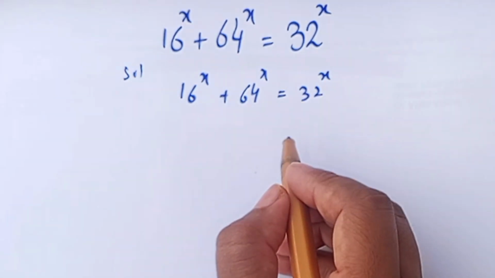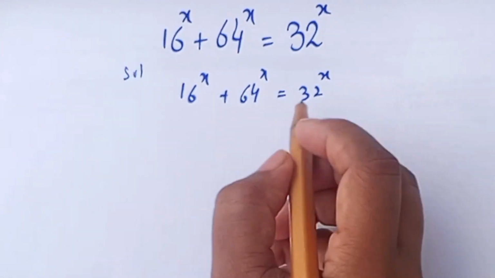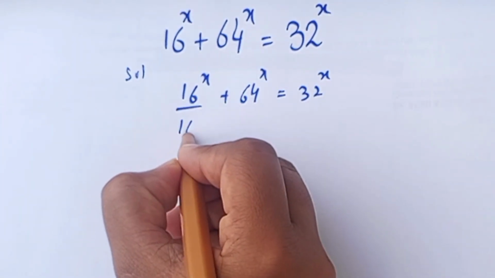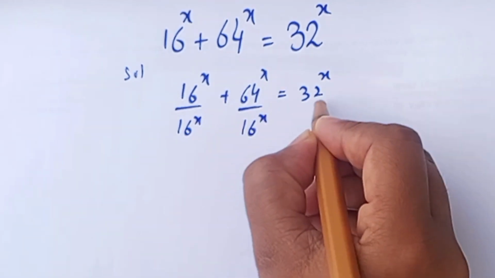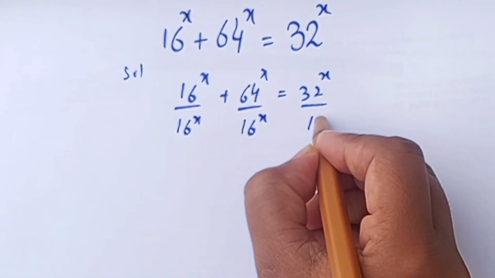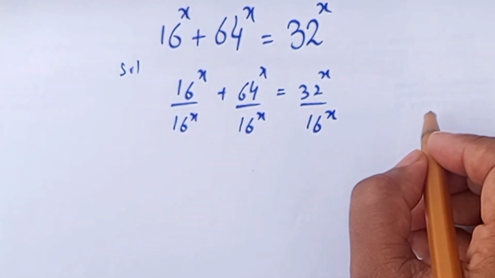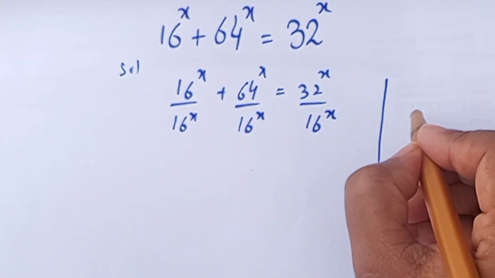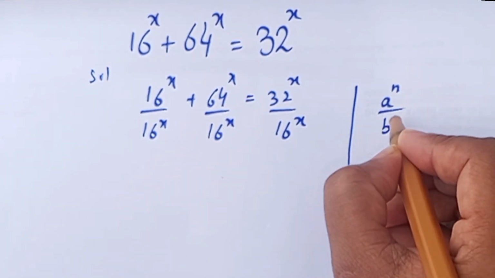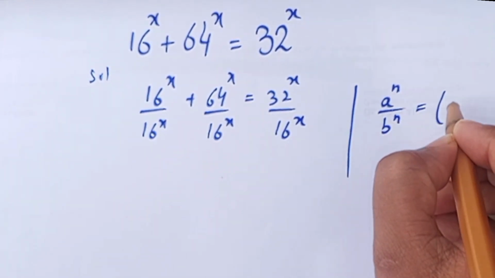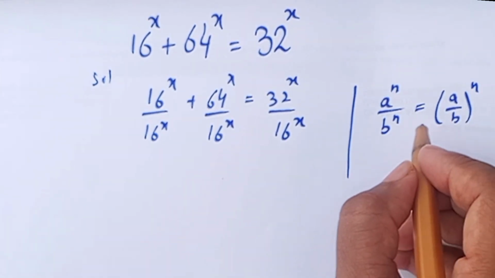We divide this equation by 16 raised to the power x on both sides. Divide this term by 16 raised to the power x, also divide this term by 16 raised to the power x, and also divide this by 16 raised to the power x. In the next step we use this exponent rule, which is a raised to the power n over b raised to the power n is equal to a over b whole raised to the power n. So we apply this rule on all the terms.